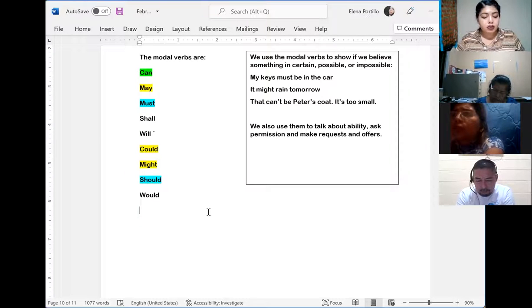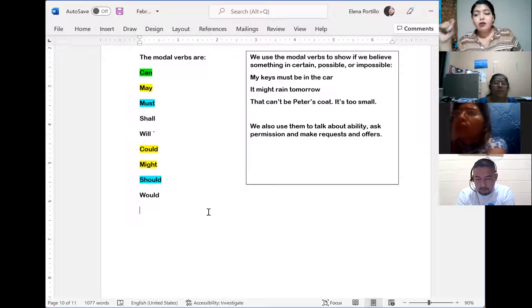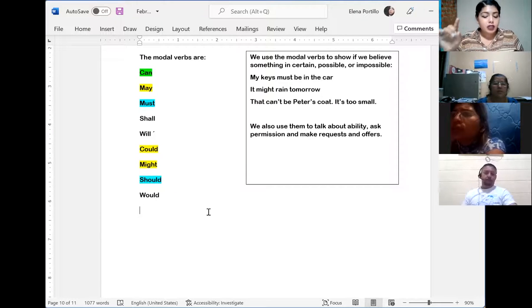Also, we use must have and should have for the past. We use those to talk about the past, and we have an example. They hadn't eaten all day. They must have been hungry. To talk about the past, must have, should have. Then we have the ability.